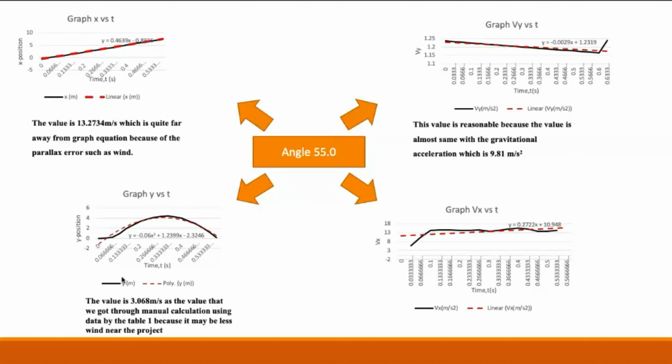Okay, as you can see for graph Vy over T, the equation is a little bit small. The reason is that the value is almost the same as the gravitational acceleration, which is 9.81 meters per second squared.